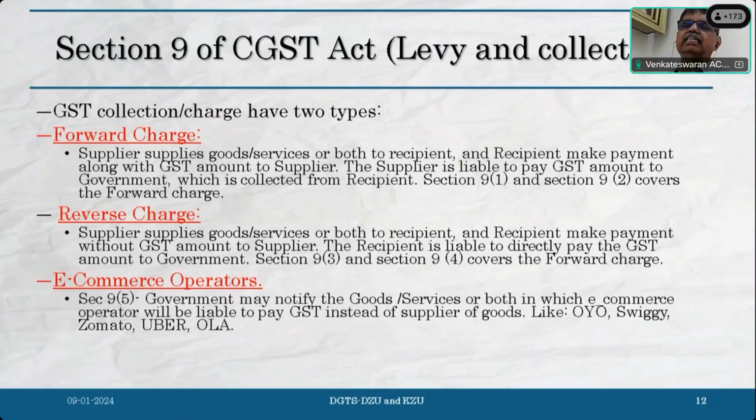In there, another thing is called the e-commerce operator. You know very well now the digital platform is growing at a phenomenal rate. Definitely, we say it is phenomenal growth.